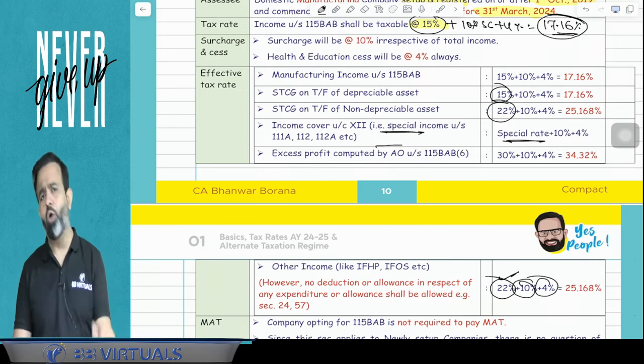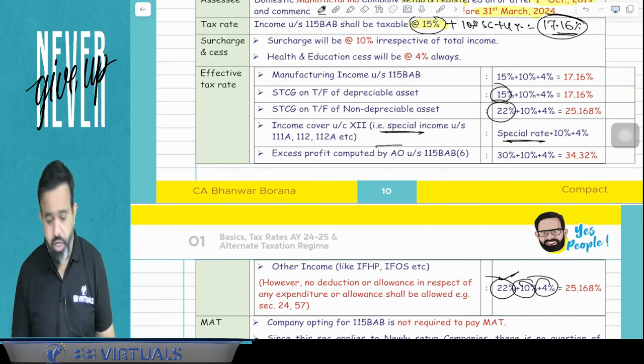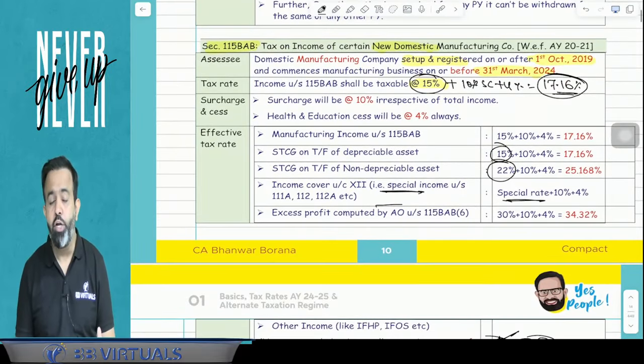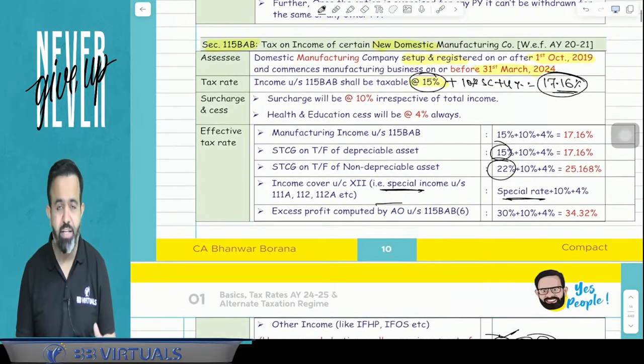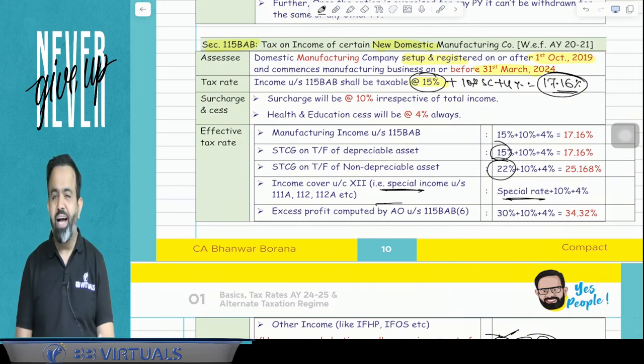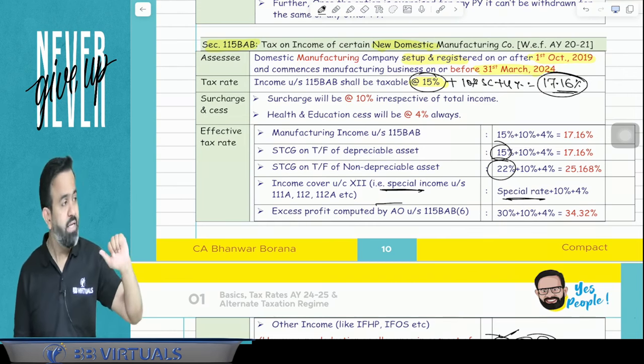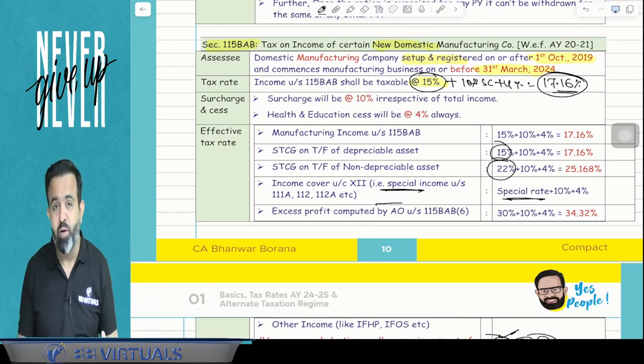Now, guys, suppose in the case of a company opting for 115BAB, suppose they are declaring super profit, or I can say extra profit, how is it possible? I can take an example. Suppose I have one company in Mumbai and one company I have set up in Madurai. Now, the Madurai company is opting for 115BAB. I am a common shareholder or the same director.